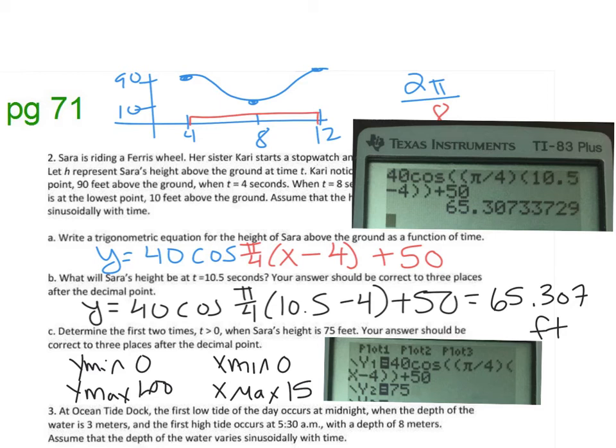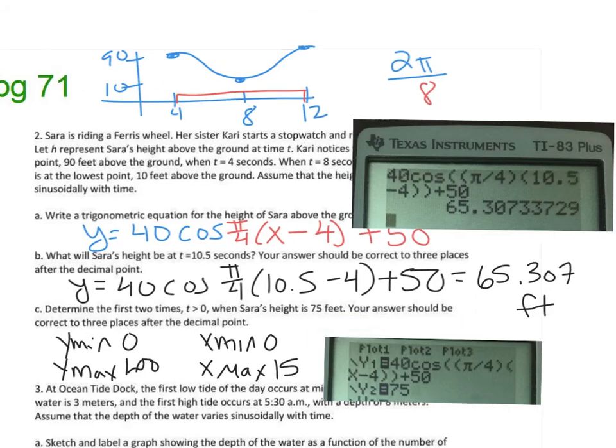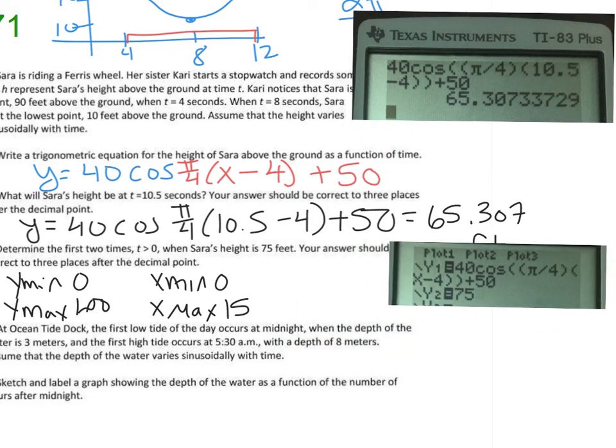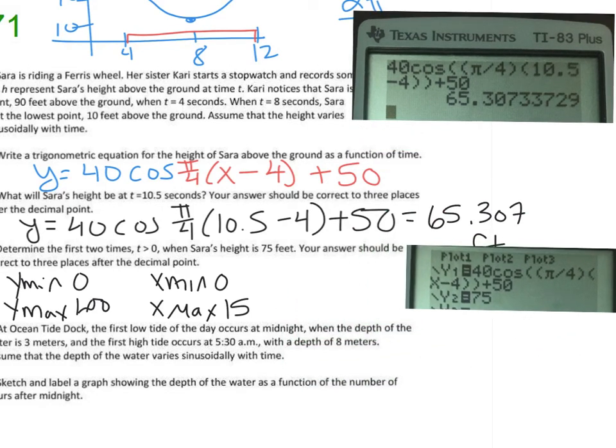And the time should be 2.8596. Oh, so we got to round that to 3 decimal places. So the first time that this happens is 2.8596, which rounds to 2.860 seconds.